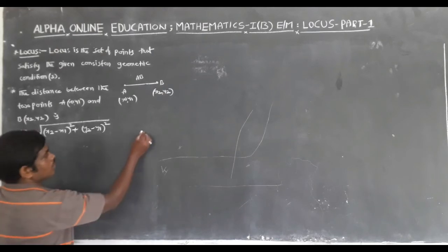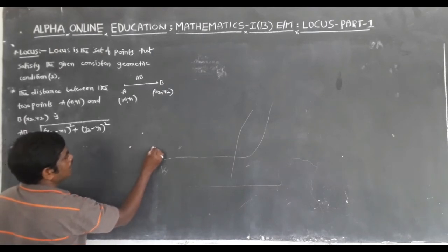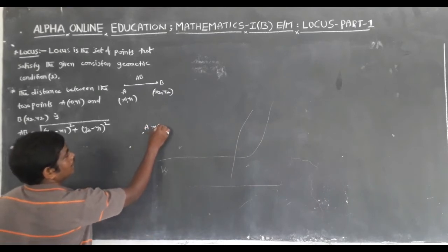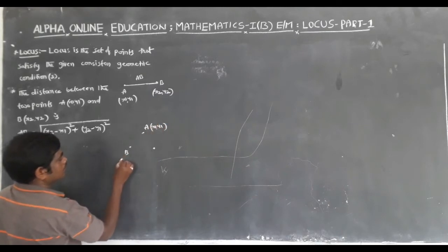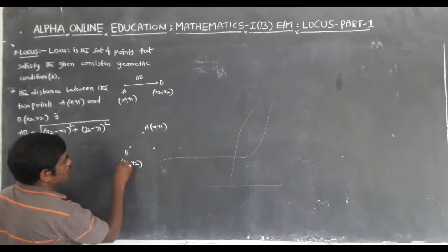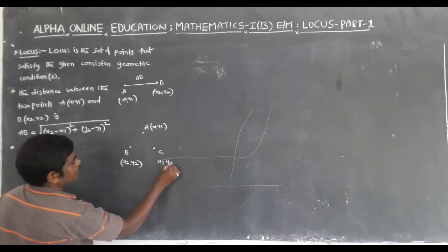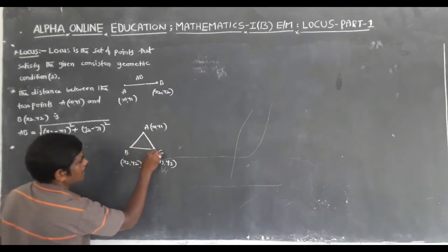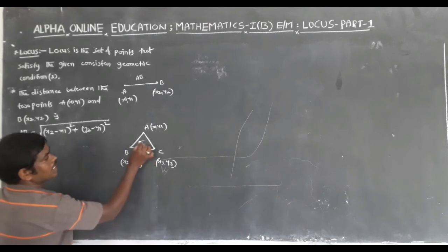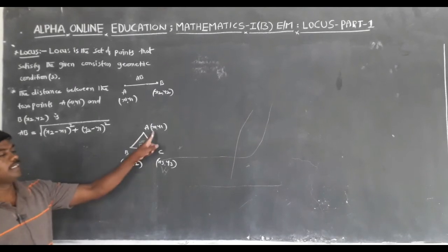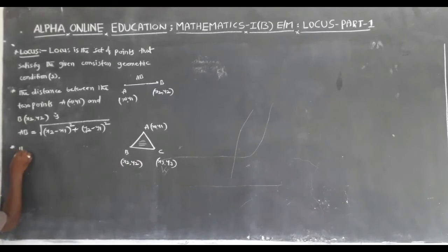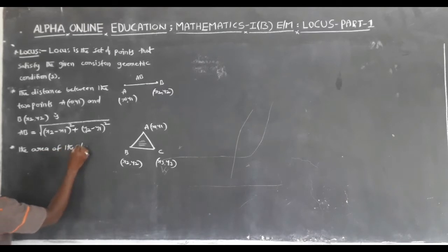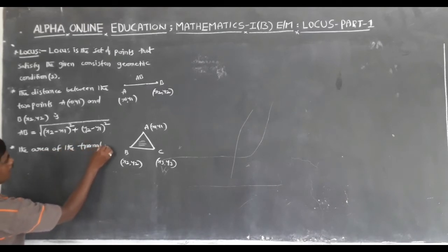Next one, 3 points form a triangle. Let A be the point (x1, y1), B the point (x2, y2) and C the point (x3, y3). Here is the area of the triangle formed by the 3 points.